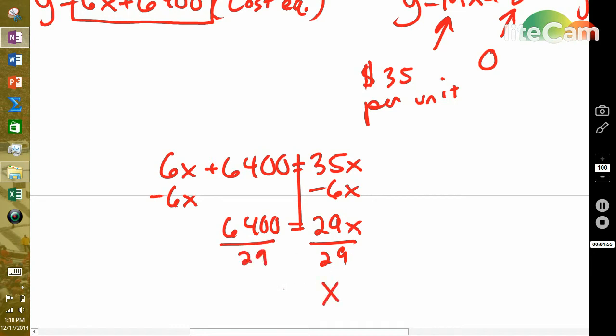And this is not going to be a number that's exact. It's going to be a rounded number. So you end up getting 220.68. So if you sell 220 units, you actually don't fully break even. You're just under that. So in order to actually break even or better, you're going to have to sell approximately 221 units.